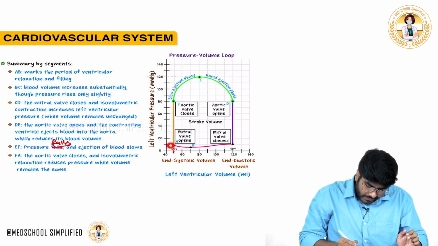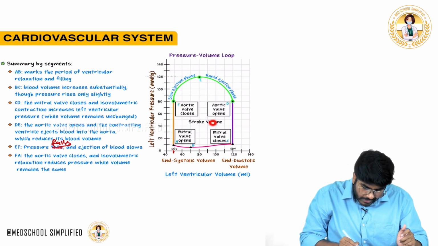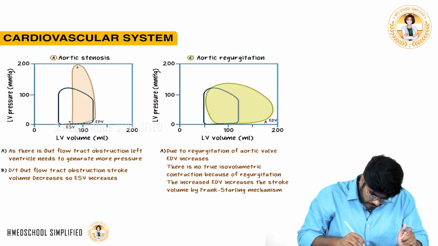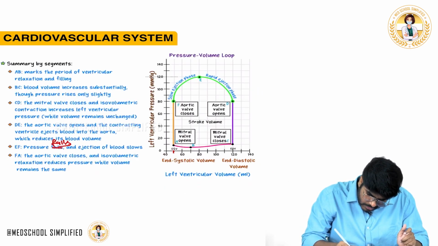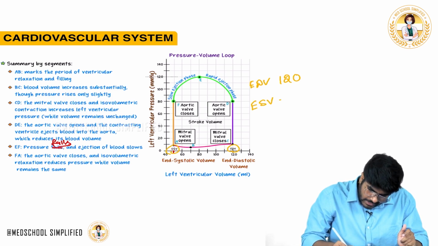The difference between end systolic volume and end diastolic volume is nothing but the stroke volume. For example, think: what is the end diastolic volume? 120. What is the end systolic volume? 50.